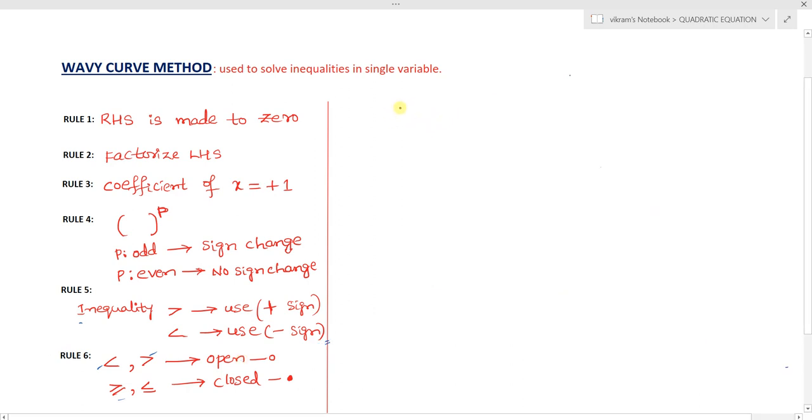So now consider another question, x plus 1 whole power 3 into x minus 3 whole power 4 is less than 0. Okay, now we have to find the values of x where this inequality is less than 0, where this inequality is a true statement. So what is the first thing? RHS of the inequality is made to 0, okay, that is satisfied. Factorize the LHS, LHS is factorized, okay.